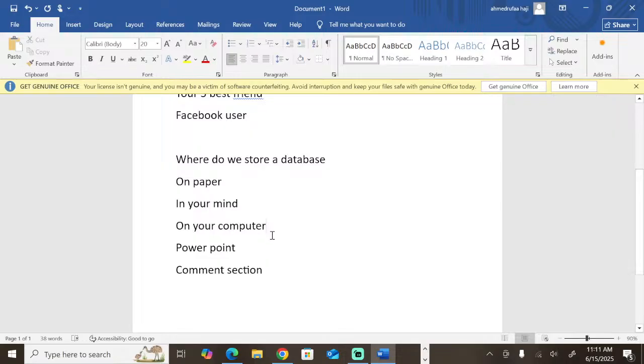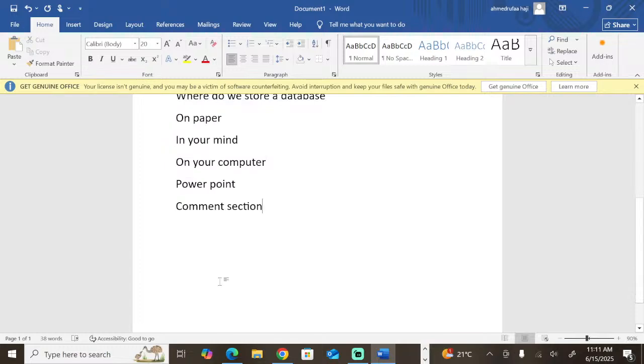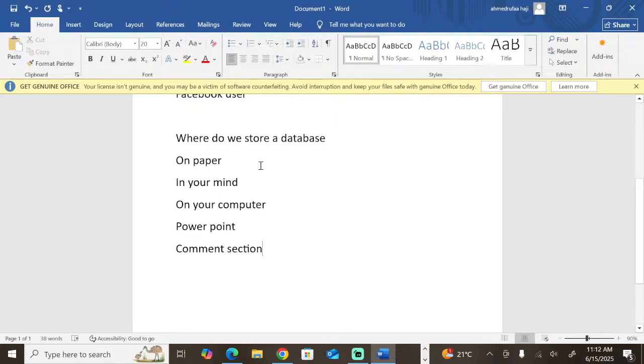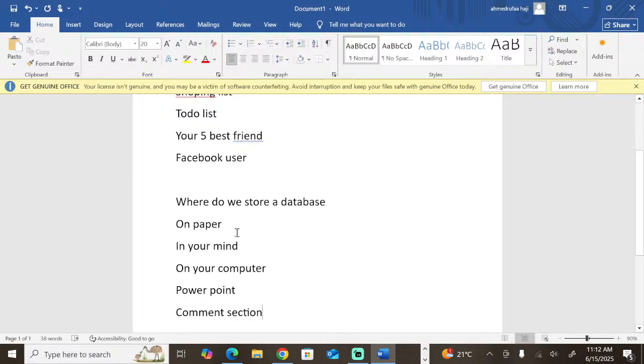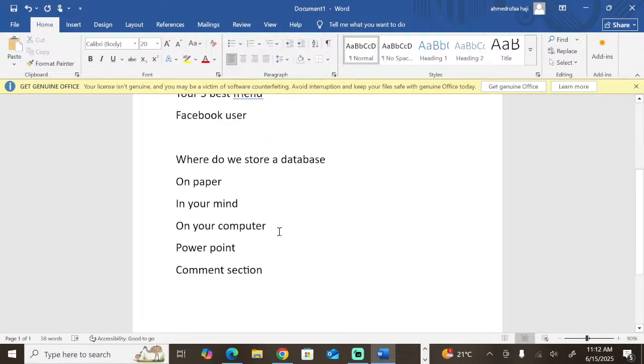All right, and let's do a small comparison between a database that is stored on a paper and a database that is stored on a computer. Let's say the difference between the two, right?